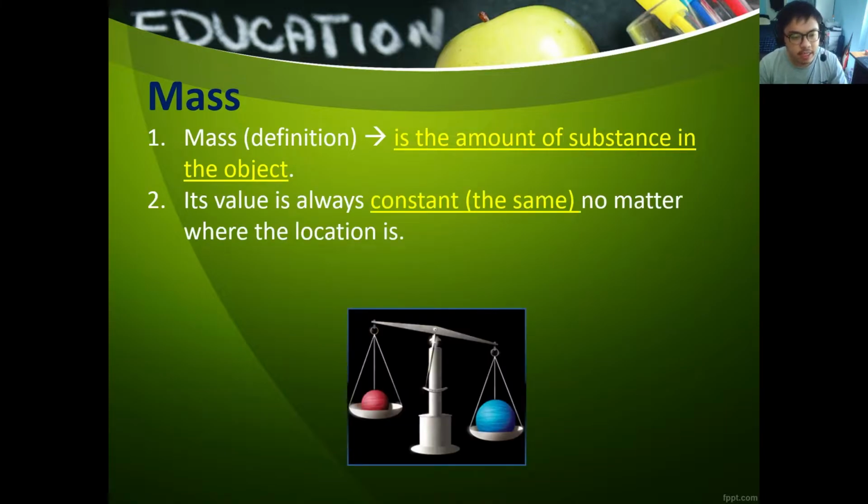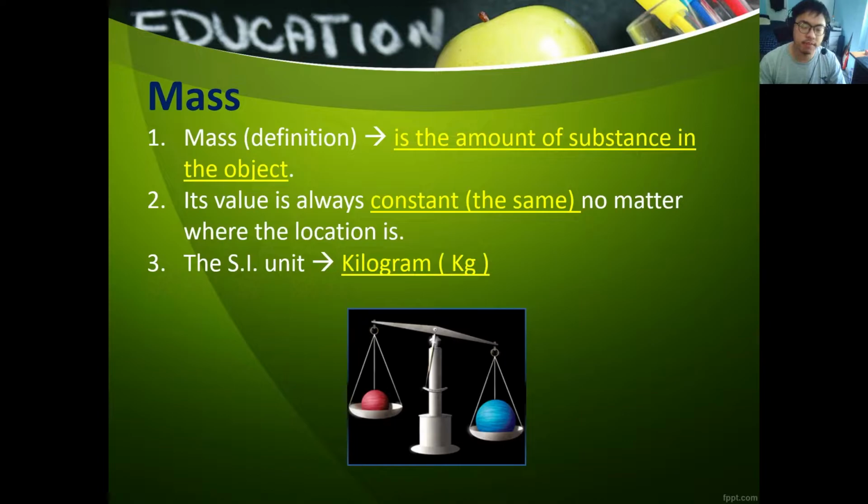So mass is a value that is always constant no matter where you go. Let's say I weigh around 70 kilograms. When I'm on Earth, I'm 70 kilograms. When I go to the moon, I'm still 70 kilograms. So my mass doesn't change. And mass has a lot of units. There's grams, there's kilograms, there's tons, there's pounds. But the SI unit for mass is the kilogram.